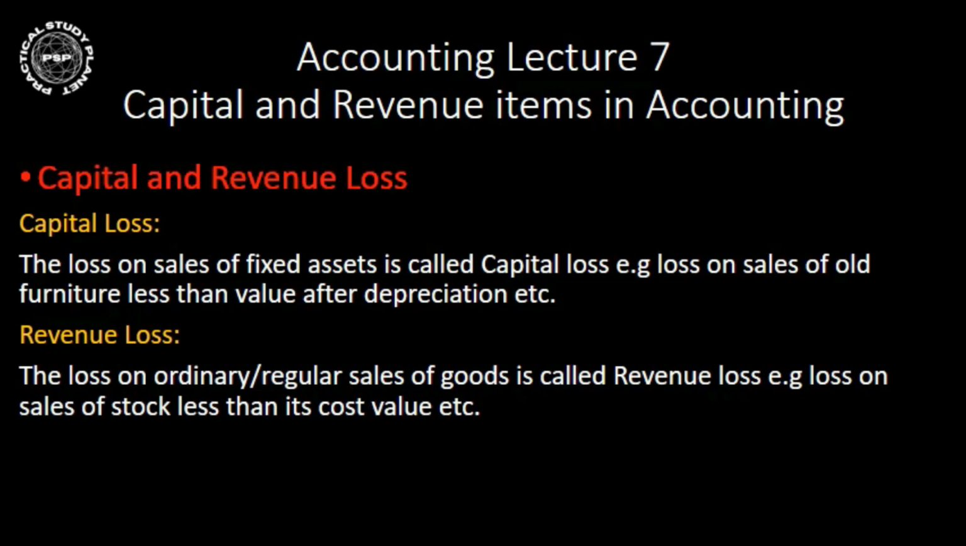Capital and revenue loss. Capital loss: the loss on sales of fixed assets is called capital loss. For example, loss on sales of old furniture for less than its value after depreciation. Revenue loss: the loss on ordinary regular sales of goods is called revenue loss. For example, loss on sales of stock for less than its cost value.